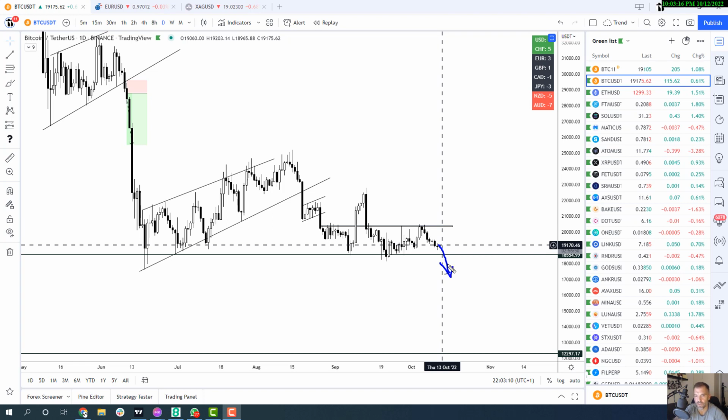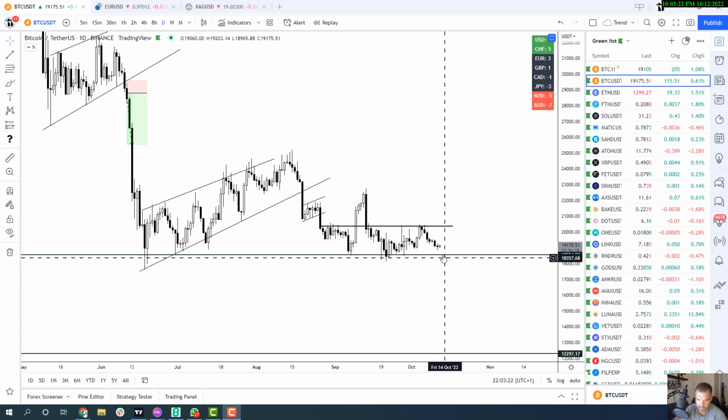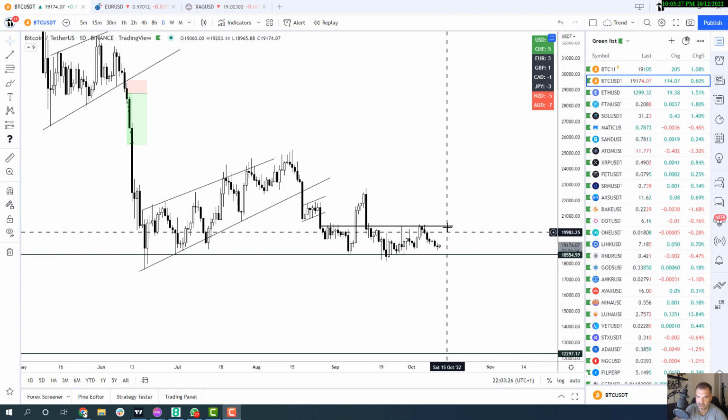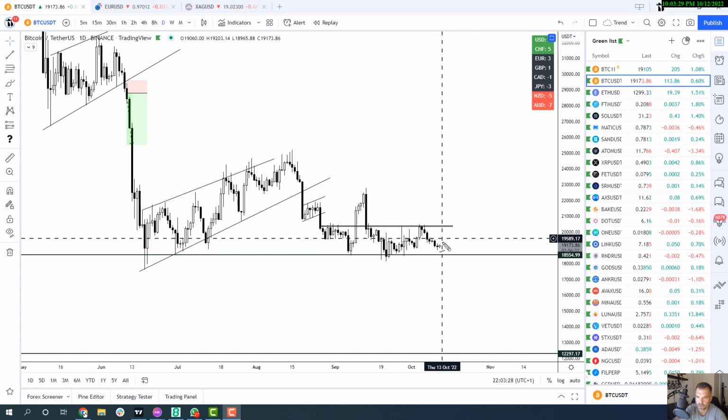I'm still continuing to look for shorts in crypto, and therefore I'm looking for the opportunity to get short. My preference is going to be a short below 18,500. We could see initially a little bit of a spike higher on the CPI data, trying to drag buyers into the market before we see that move lower.